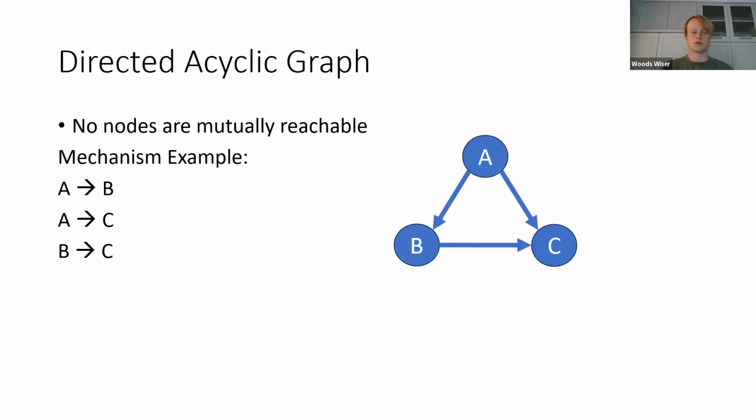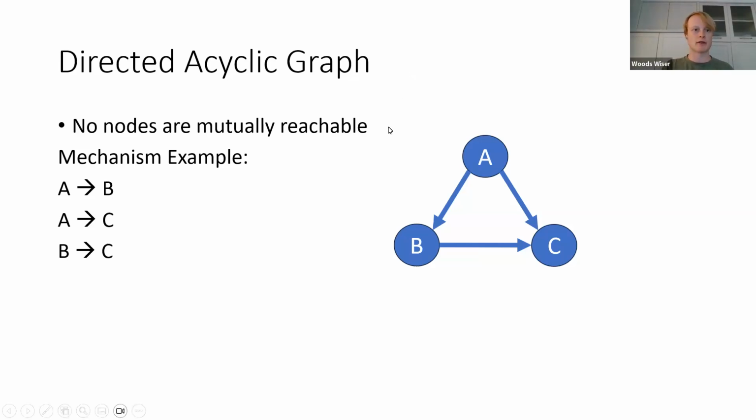But we don't have the condition where all nodes have one parent. Now C has two parents. But still, no new nodes are mutually reachable. So none of these nodes can be reached by each other. A cannot be reached by B. B can be reached by A, but they can't both be reached by each other. Same goes for C for A and B, and obviously A for C.